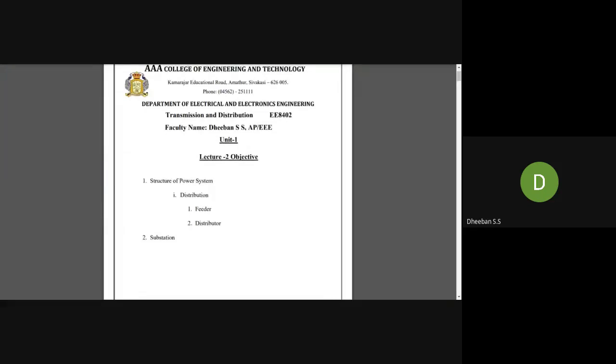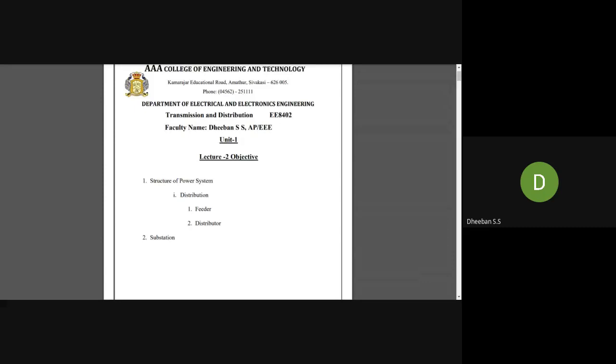The power system mainly comprises three components: the generation part, followed by the transmission part, and finally the distribution part. At the generation side the power is generated, and at the distribution side it is distributed to the consumers or end users. In between the generation and the distribution, the power has to be transmitted. It is the responsibility of the transmission side to transfer the power from the generation side to the distribution side. So this is the overall outline of the power system.